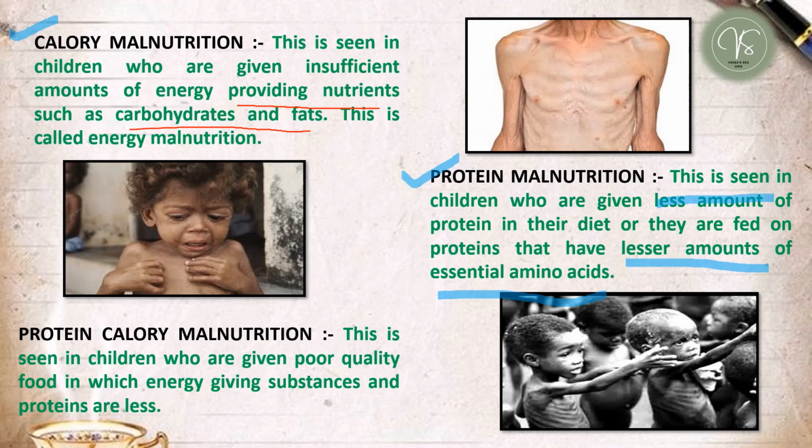The next type of malnutrition is protein calorie malnutrition. Here the children are given very poor quality of both energy giving foods and proteins, that is carbohydrates, fats and proteins are very less in quantity and quality in their diet. Such type of children suffer from protein calorie malnutrition.